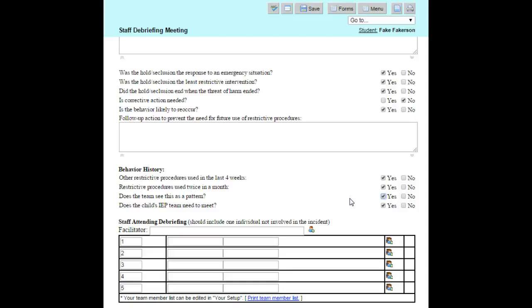Once the team has determined if an IEP meeting is necessary, you need to record who attended the staff debriefing meeting and denote the facilitator. Again, all staff involved in either implementing or overseeing the hold, the case manager, and one uninvolved party should be in attendance at this meeting. Then all that's left to do is save and finalize.